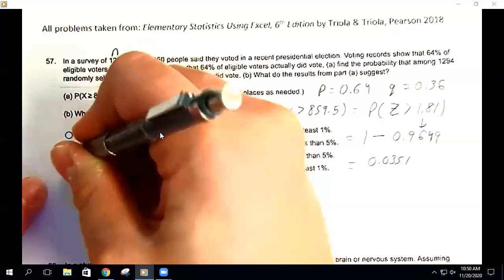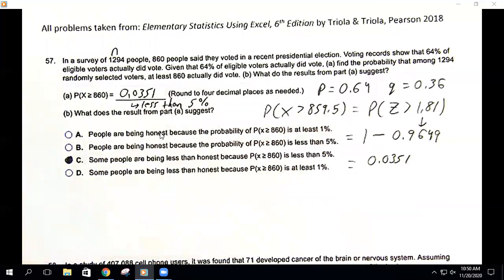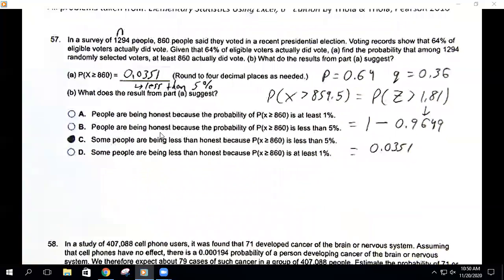So what does this say? It says that there's a good chance some people are being less than honest, because that probability of more than 860 people saying they vote, actually voting, is less than 5%. And it makes sense. During voting season, there's a lot of pressure to vote, and people will ask, hey, did you vote? Did you vote? It can get tiresome, so it might be easier to just say, yes, I did vote, even though maybe you didn't.